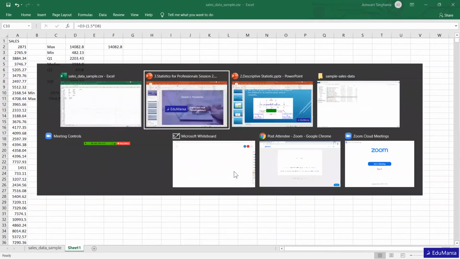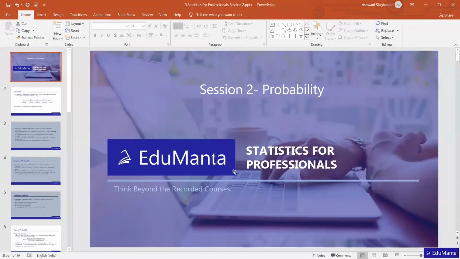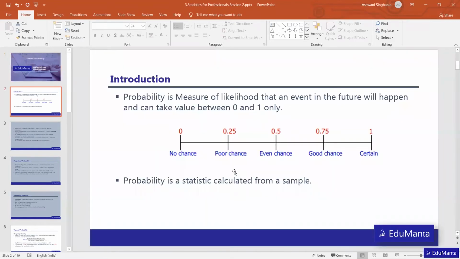Okay, so let's move to today's session now. We are going to start with probability, so let's understand what probability means. Even in the general sense, when we see clouds over the sky, we say there is a high probability that it is going to rain today. But in general talk, we don't give probability any numerical value.